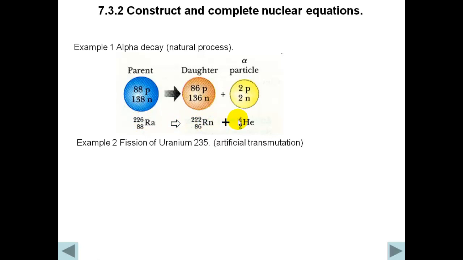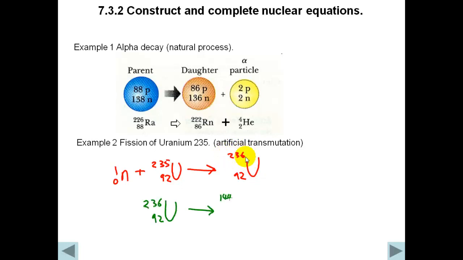Here is an example of a fission, which is an artificial transmutation. A bit more complicated. First of all, we have uranium-235. We fire a neutron at it, and it basically transmutates into uranium-236. Notice that 92 is still the same number of protons, but we have one more neutron, so it becomes 236, another isotope. Then this isotope is unstable.